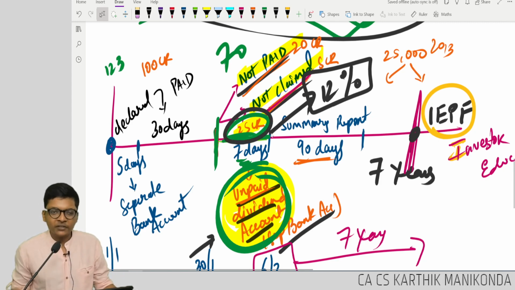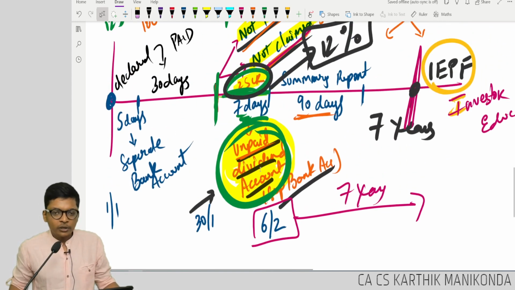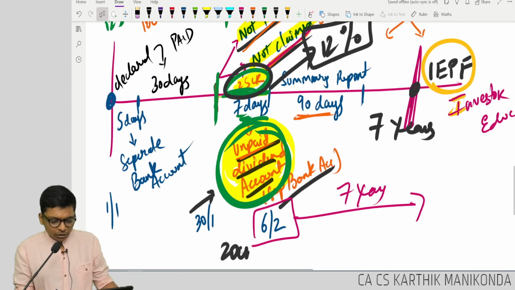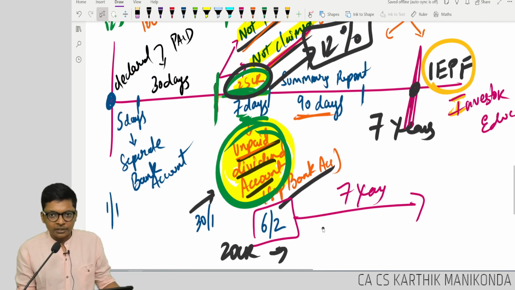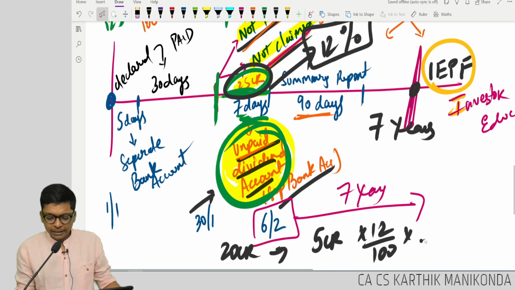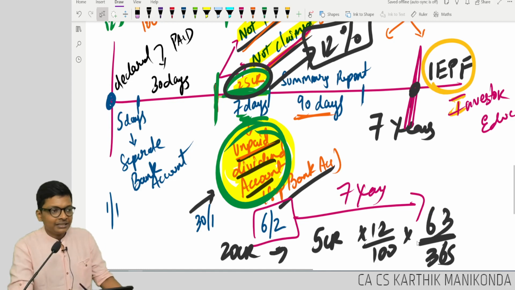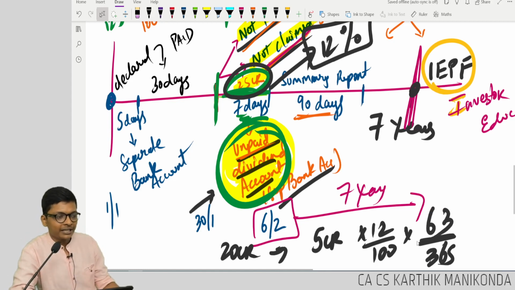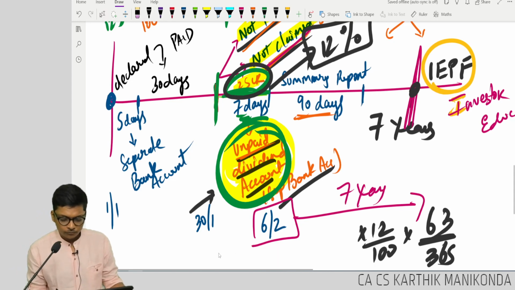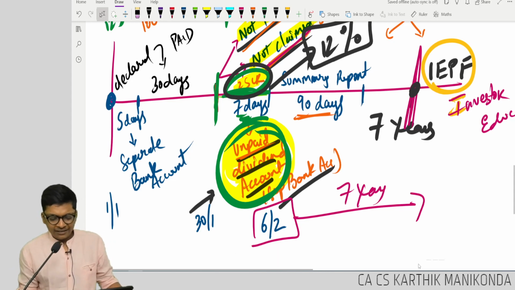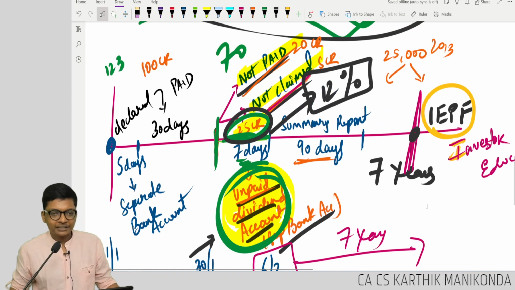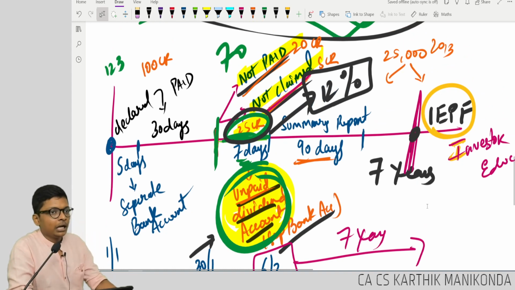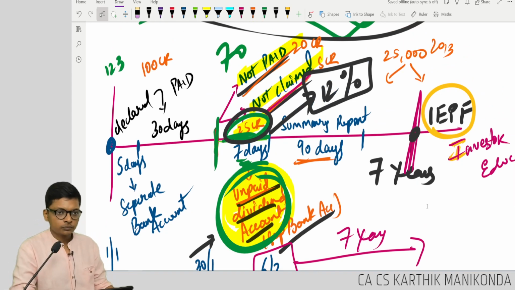Let's say out of 25 crores, only 20 crores is transferred. How much is not transferred? 5 crores into 12 by 100 into how many days of delay? If you transfer in 70 days, delay is 63 days. Are you following, guys? They have never tested that kind of computation, but just to keep in mind.